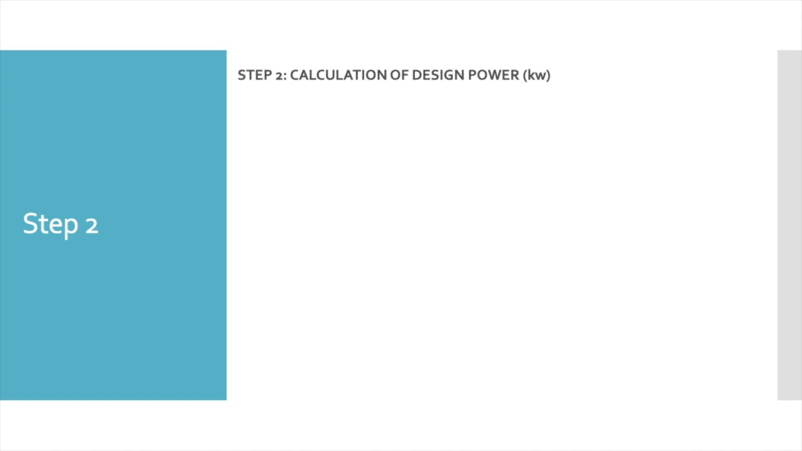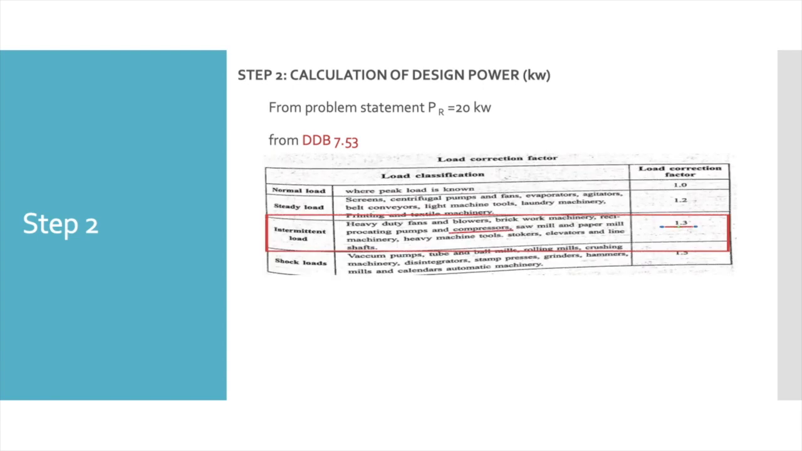Step 2 is the calculation of design power. From the problem statement, we know that the power required for the compressor to operate is 20 kilowatt. Before calculating the design power, we need a set of values to be found out, starting with the load correction factor. We know our load is a compressor, and you can see this table in design data book 7.35. For this load, the load correction factor is 1.3. The load correction factor is Ks.